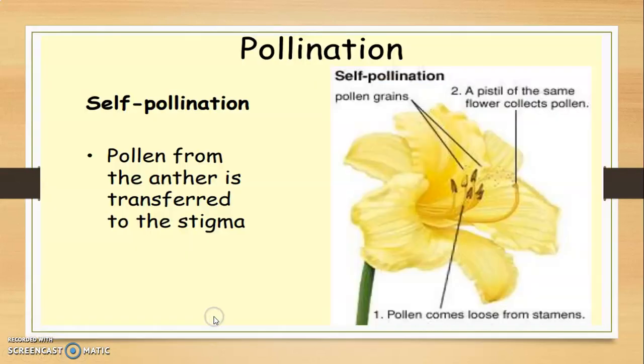So let's start. First of all, pollination is of two kinds. Self-pollination is done when pollen moves from the anther of a flower to the stigma of the same flower. So this is called self-pollination. Self-pollination is when pollen from the anther is transferred to the stigma of the same flower.